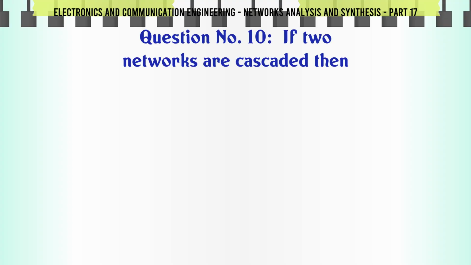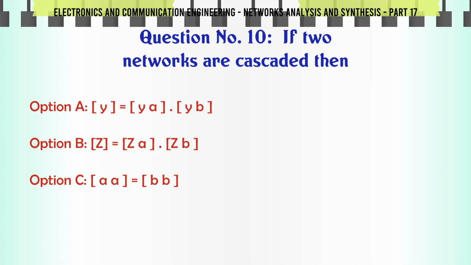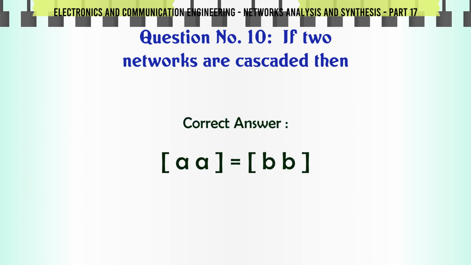If two networks are cascaded, then A. Y = YA + YB, B. Z = ZA + ZB, C. A = AA·AB, D. A = AA·AB. The correct answer is AABB.